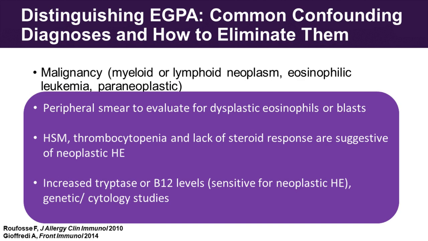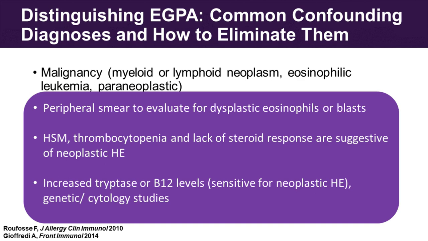So looping back again to how to distinguish EGPA from some of the other things that we consider when we're making our differential diagnosis. So first, malignancy. Some of the ways that we can try to rule it out, obviously get a peripheral smear, look for dysplastic eosinophils or blasts. Some of the features that go along with a neoplastic type of eosinophilia are hepatosplenomegaly. You can get thrombocytopenia from some myelofibrosis. And of course, a lack of response to steroids is suggestive of neoplastic hypereosinophilia. You can check tryptase or B12 levels. Those are pretty sensitive for neoplastic hypereosinophilia if they're elevated.